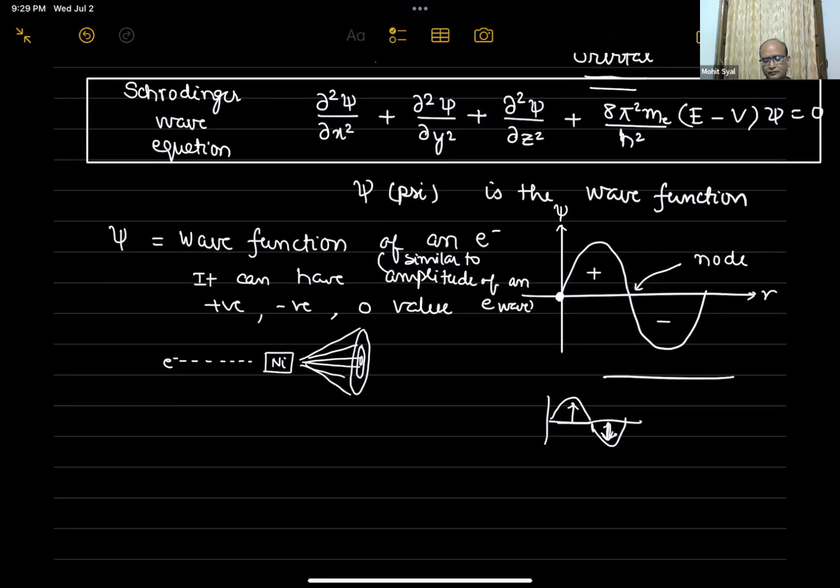Got it? But then it's just an image, right, not the actual thing? Yeah. Suppose it were behaving like a particle, we should get the electrons here only.